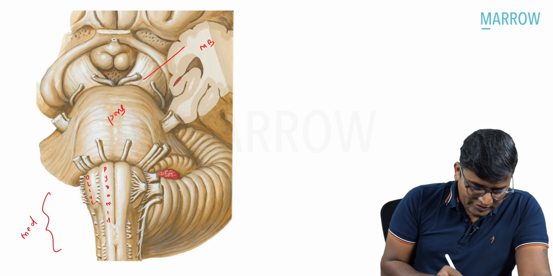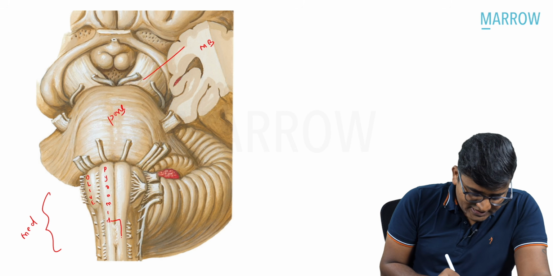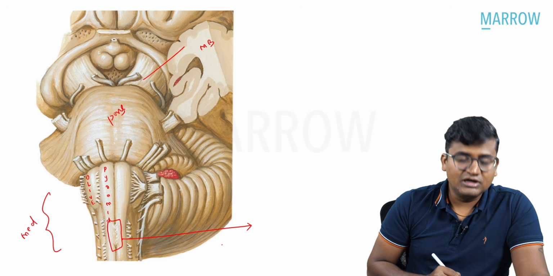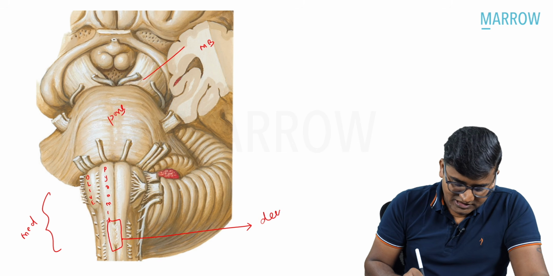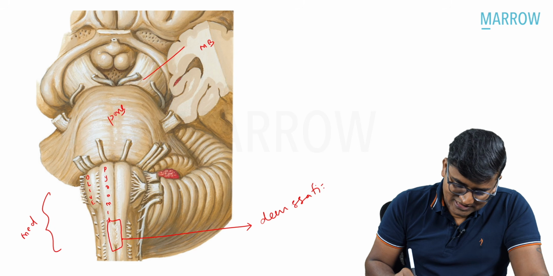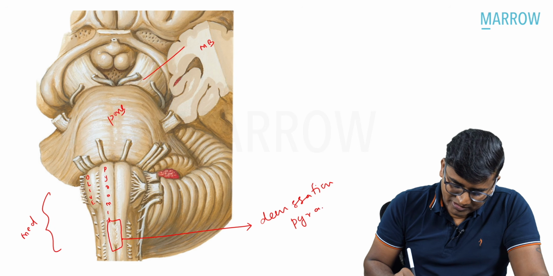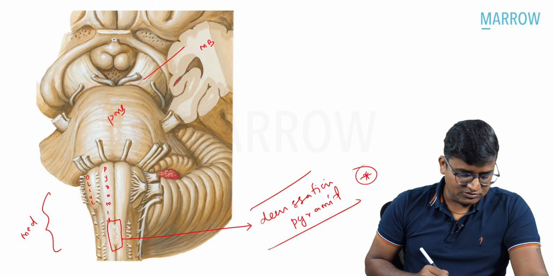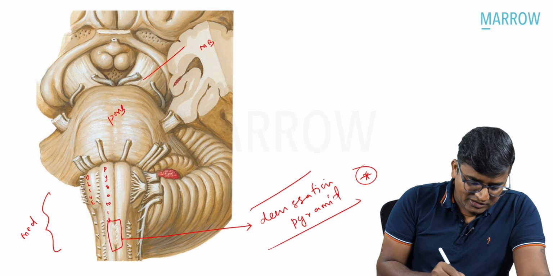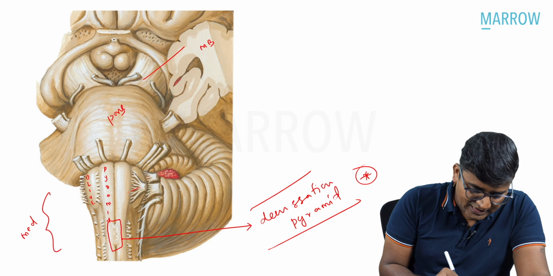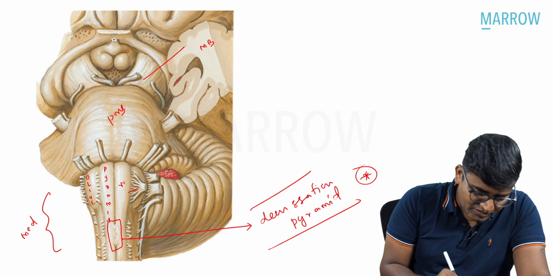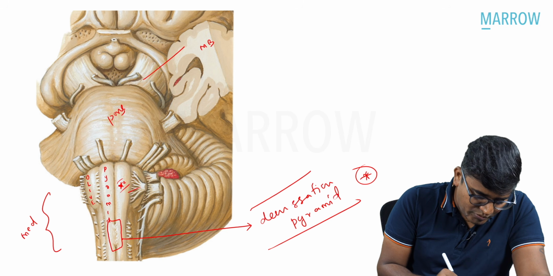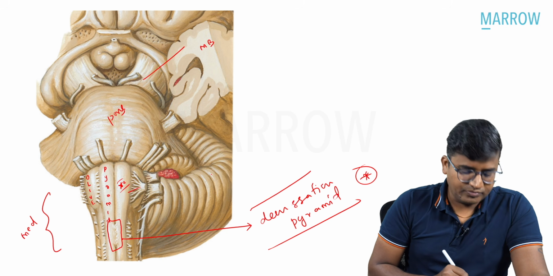Okay. Now in the lower end of medulla, we are seeing the decussation of pyramid. That is the pyramidal decussation. Decussation of pyramid that is taking place in the lower medulla. Okay. And between pyramid and olive, one nerve is coming out, and that is our 12th nerve. Hypoglossal nerve, 12th nerve, it is emerging between the pyramid and olive.